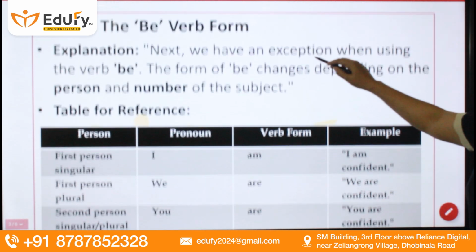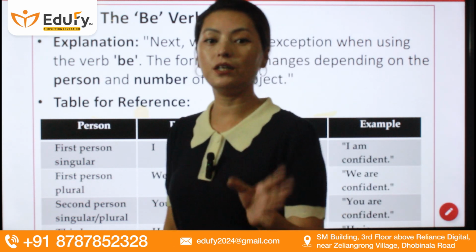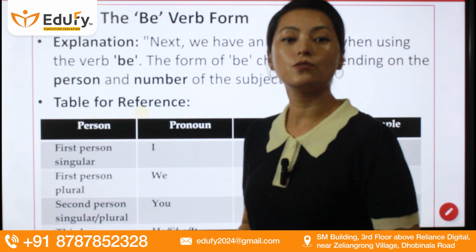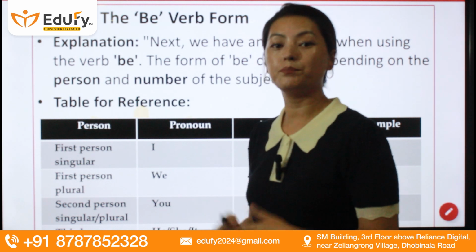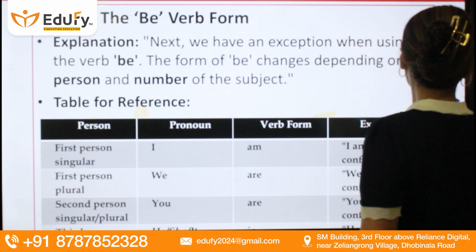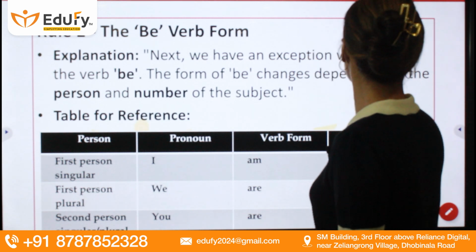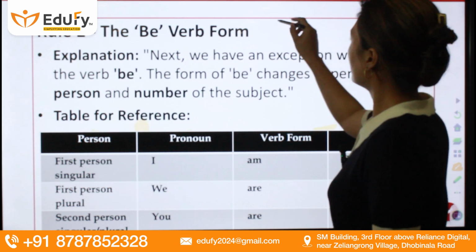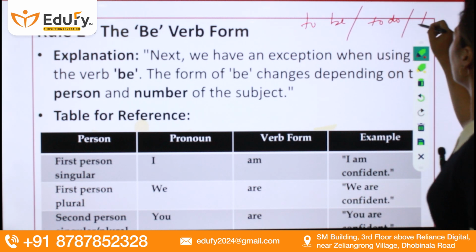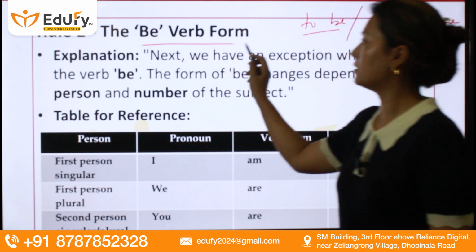Let's move on to the second rule, that is the be verb form. When we say be verb form, it basically implies all the auxiliary verbs that we use, also known as helping verbs. And what are the be forms of verb? Three forms. That is to be, to do, and to have. These are the three forms of the verb.